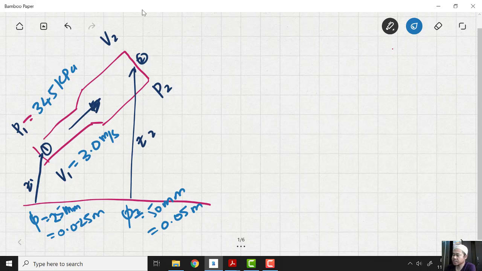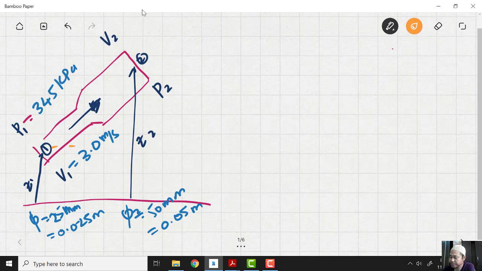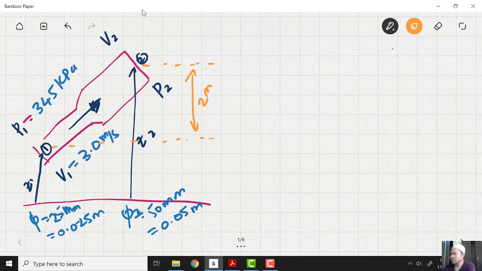What else is given to us is the elevation from point 1 to point 2, which is 2 meter. As I said before, if the problem they give you involves pressure head, velocity head, and elevation head, this refers to the Bernoulli equation. So you need to solve it using the Bernoulli equation. Let us write the Bernoulli equation.